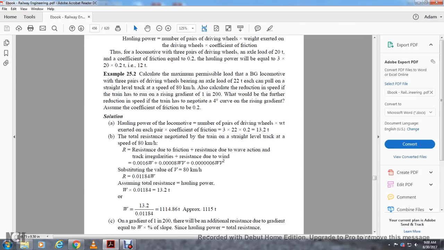Hauling power of the locomotive equals the number of pairs of driving wheels times the weight exerted on each pair times the coefficient of friction. That is 3 times 22 times 0.2, which is equal to 13.2 tons.